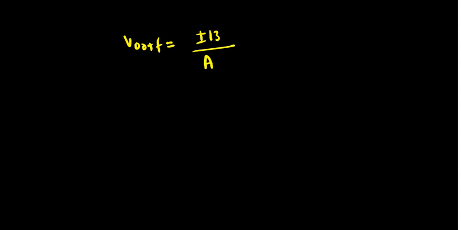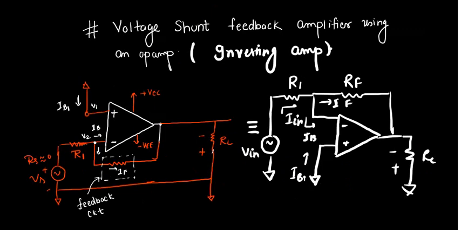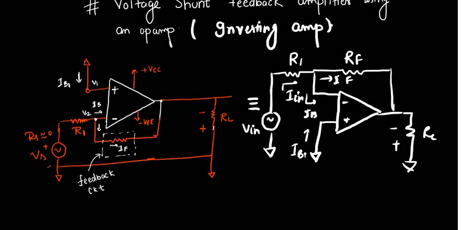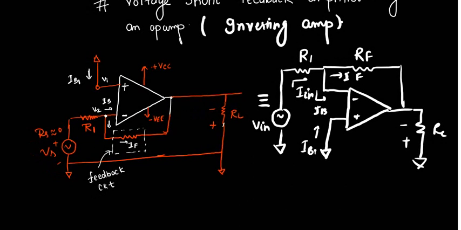So next is the voltage shunt feedback amplifier using op-amp. We'll see this circuitry today, which is also known as inverting amplifier. Just look at the circuit. Is it visible?